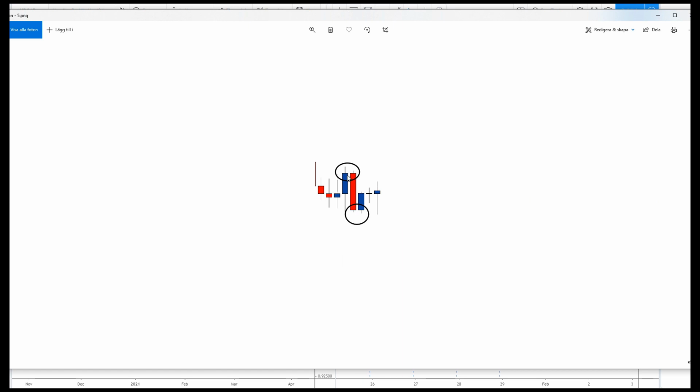Okay, this is another level with super bullish followed by super bearish, followed by super bullish. Those are great levels.